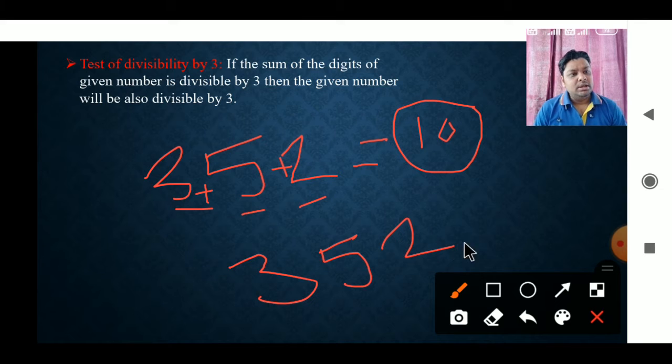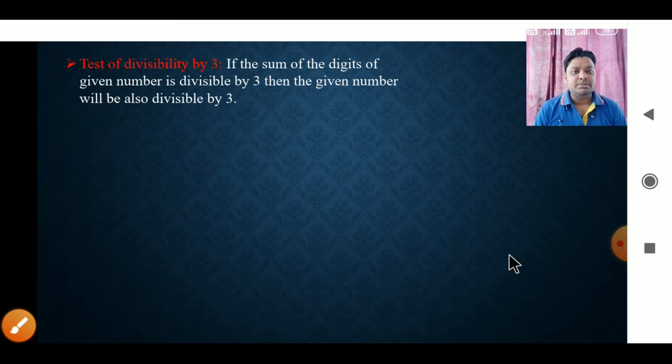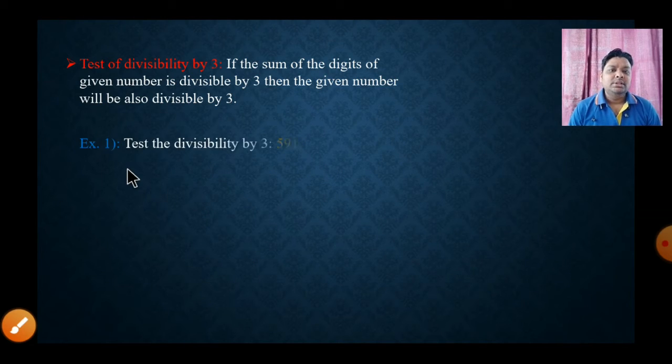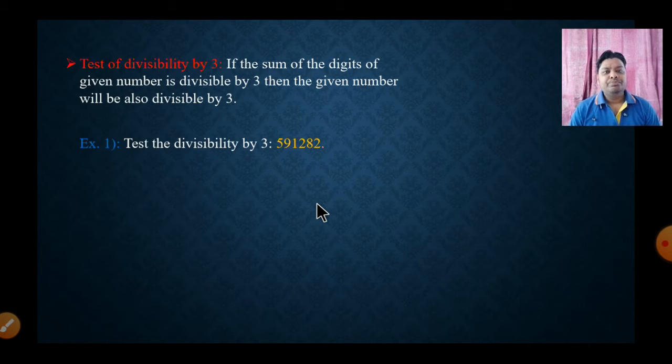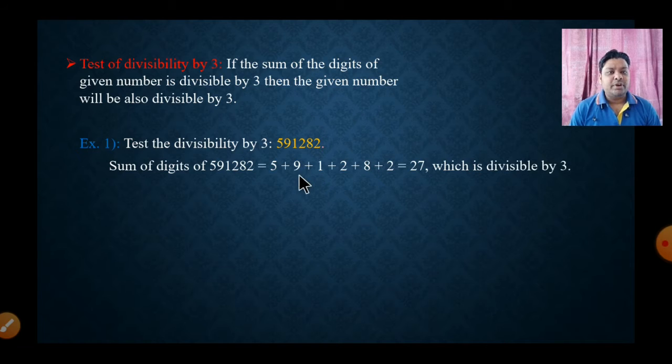Okay, like this we can check. Let's see some more examples here. Now here you can see in example 1, test the divisibility by 3. The number given is 591282. So at first we will add all the digits. It means 5 plus 9 plus 1 plus 2 plus 8 plus 2 is equal to 27. And clearly we know that 27 is a multiple of 3, from the table of 3.